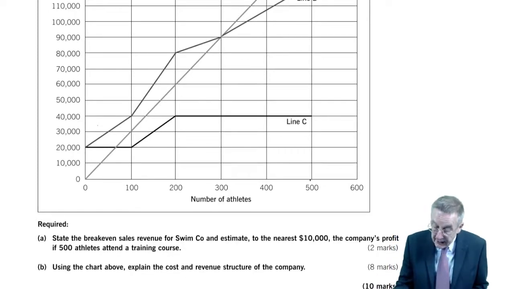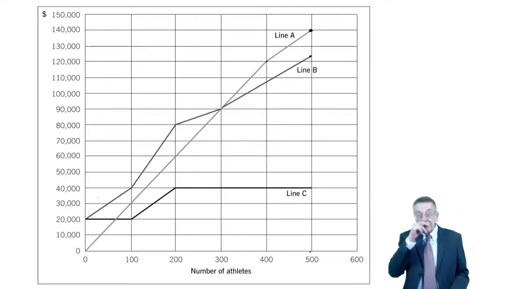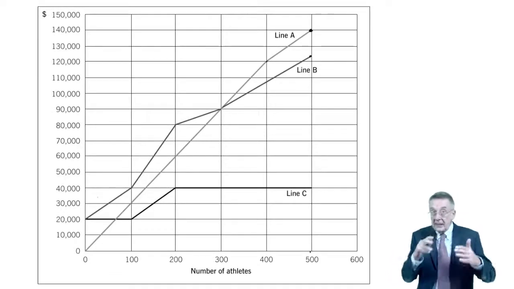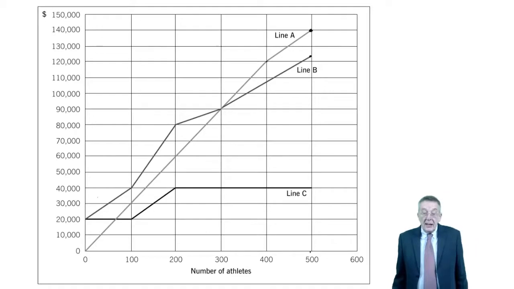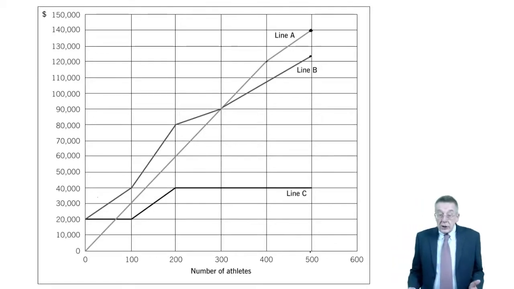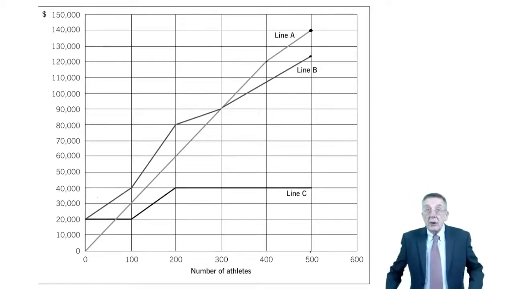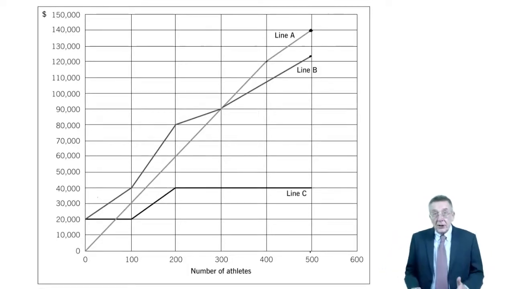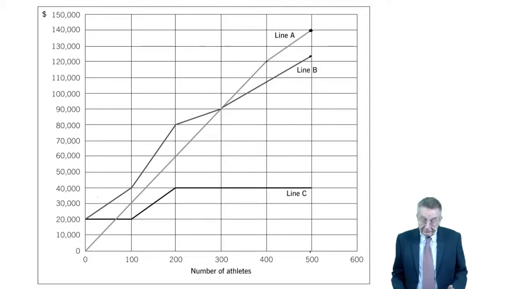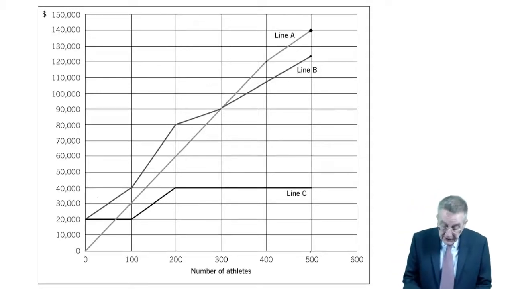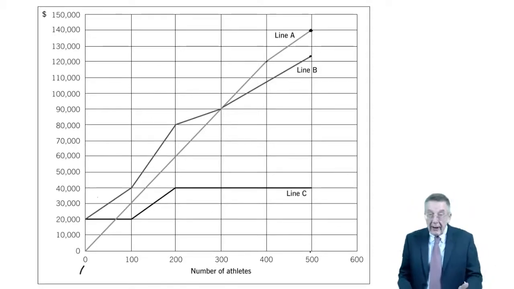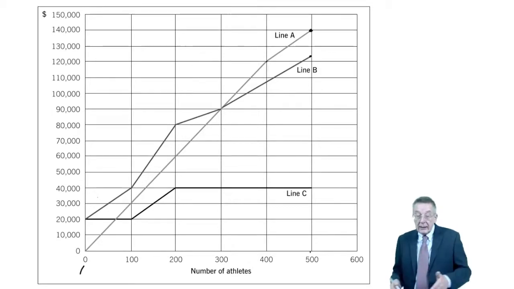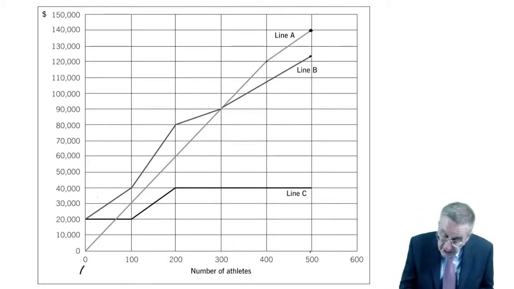Well, first of all, make sure we can interpret the lines. And this bit's relevant for both part A and part B. But it is fairly conventional, even though the shape of some of the lines may be a bit worrying at first glance. But line A, that must show the total revenue. For zero athletes, the revenue is zero. The more athletes, the more the revenue. So that line must be total revenue.